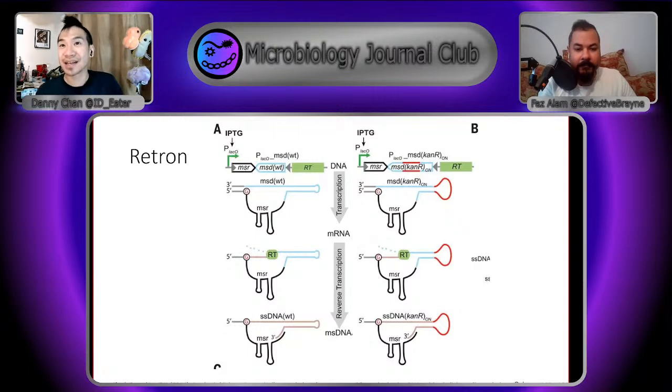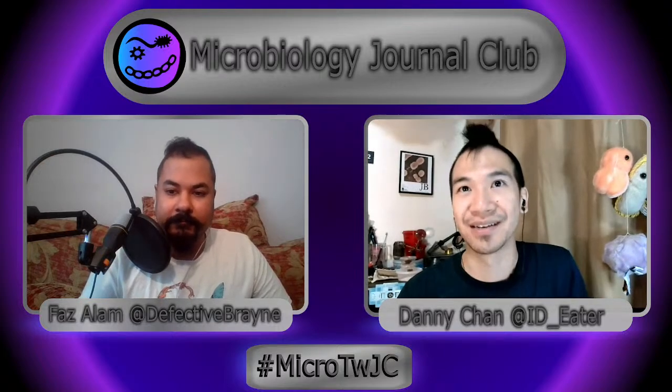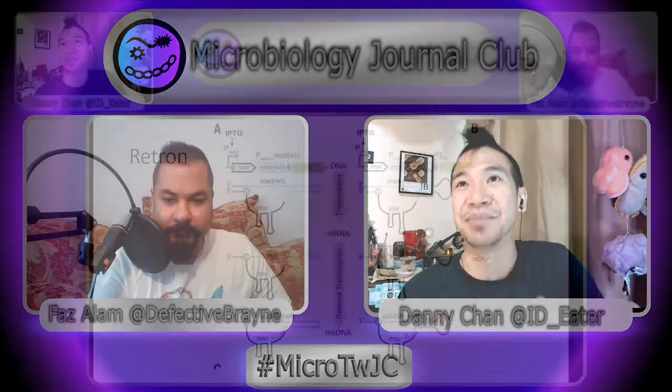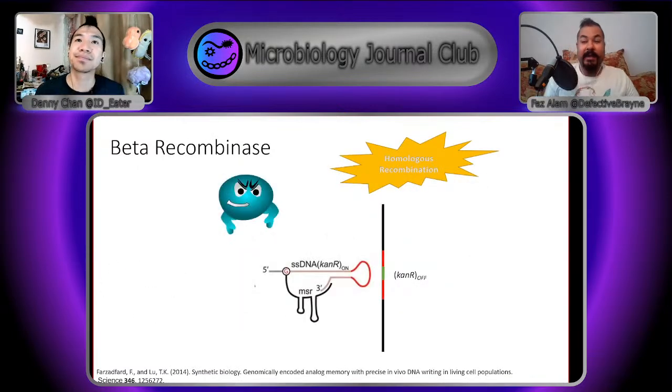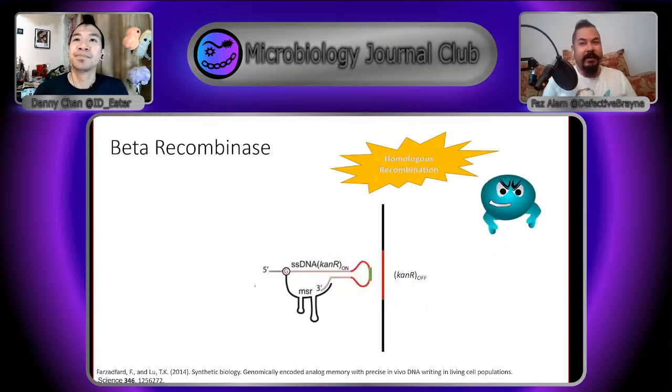Nowadays, people just synthesize oligos, and you can transform oligos directly into a cell and then use that beta recombinase to recombine it in. But then you have to get those oligos in. So what the retrons give us is the ability to make oligos inside the cell itself. That's why this technique seems quite powerful, because it allows for scarless recombination to happen.